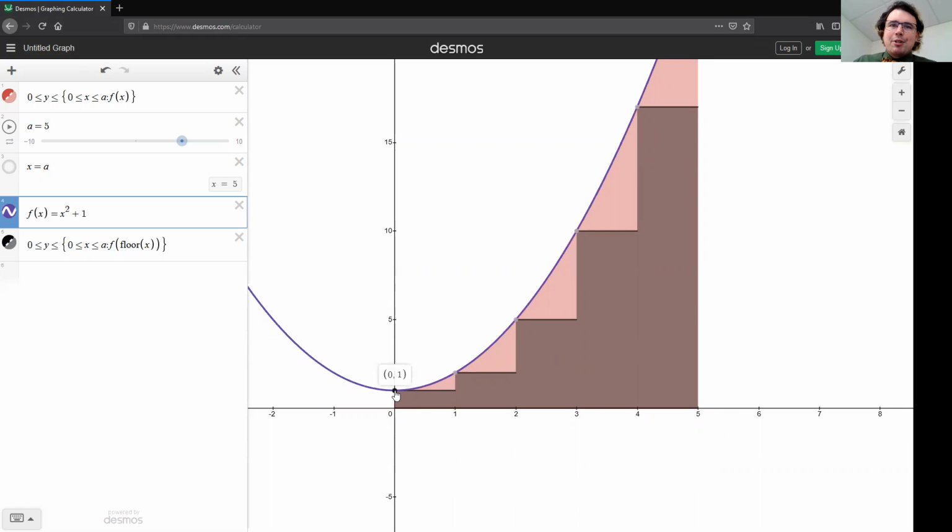So my first height is 1. So I'd have 1 times 1. My second height is 2. My third height is 5, and so on. So my area should look a little bit like this. Rectangle of height 2, rectangle of height 5, rectangle of height 10, rectangle of height 17.